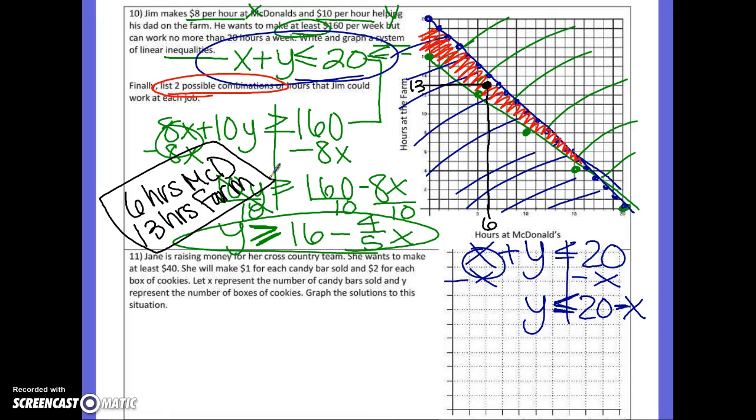Also, we need another combination, so right here, I'm going to pick this point. That would be 3 hours, and here would be 13, 14, 15 hours at the farm. So we'd have 15 hours at the farm, and the 3 would be hours at McDonald's.